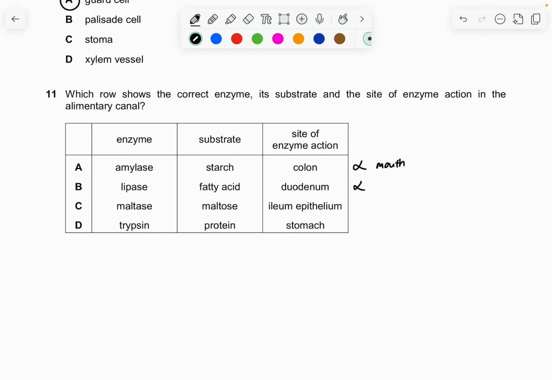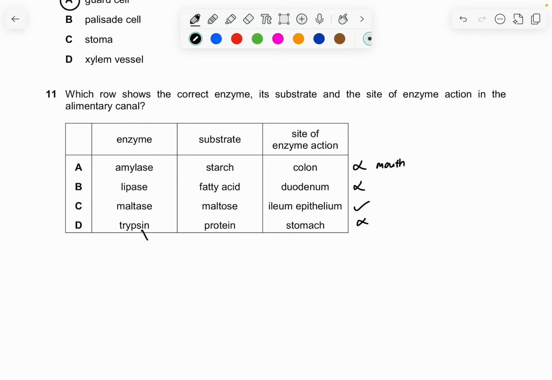It should be not really at the duodenum, but somewhere near there. Maltase, maltose, ileum, epithelium. That is correct, which is actually the small intestine. Trypsin, protein, stomach. No, because trypsin is only produced by the pancreas, right? It's produced by the pancreas, so it's actually an alkaline protein enzyme. So yeah, that's the answer. The answer is C.